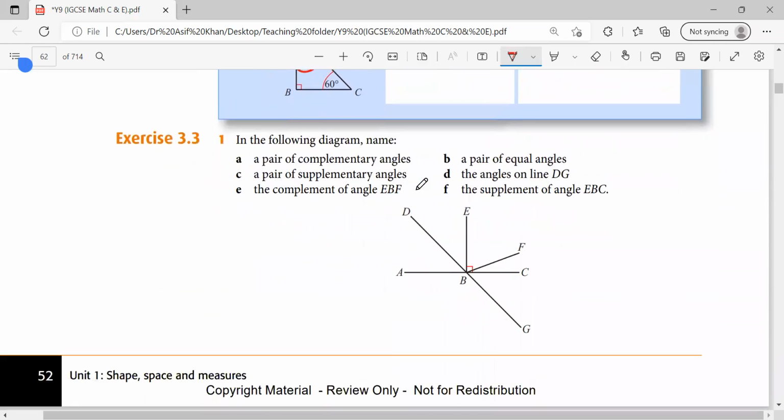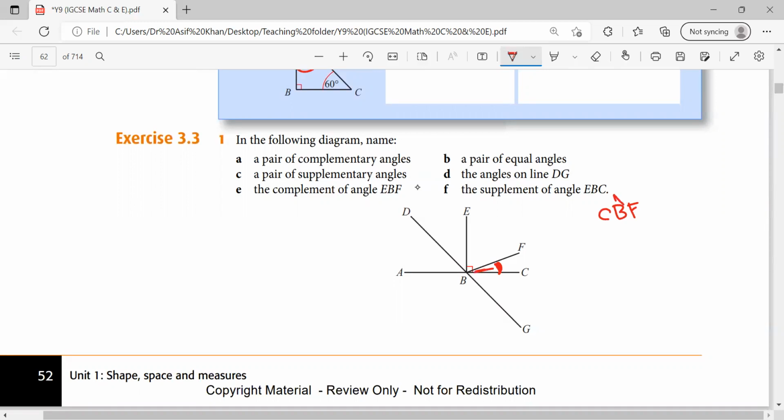Okay. So here in this exercise, he says in the following diagram, name a pair of complementary angles, where the complementary angles are here, supplementary angles are here. And remember how I tell you to give the angle names. For example, you want to give the name of this angle. What will be the name of this angle? This will be FBC. This one is C, B, F.